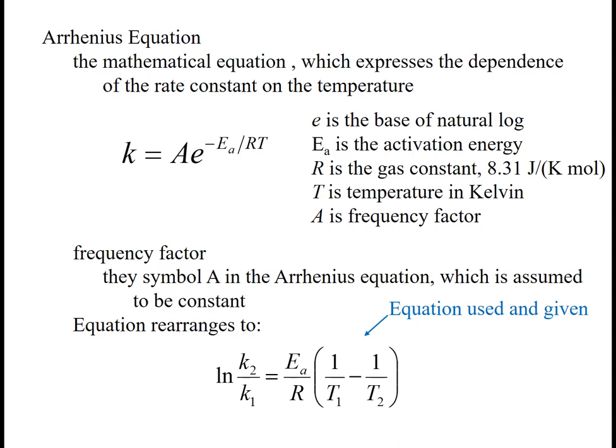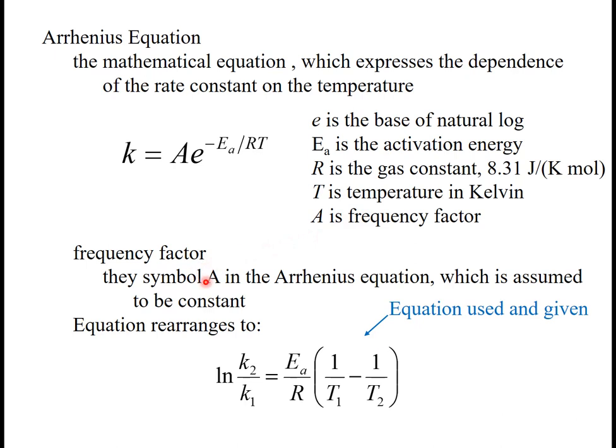Okay, this next section is about the Arrhenius equation. It's a mathematical relationship which expresses the dependence of the rate constant on temperature. And this was originally how it was expressed here. Where e is just the anti-log, E sub A is the activation energy, R is the gas constant of 8.31, temperature has to be in Kelvin, and A is a frequency factor.